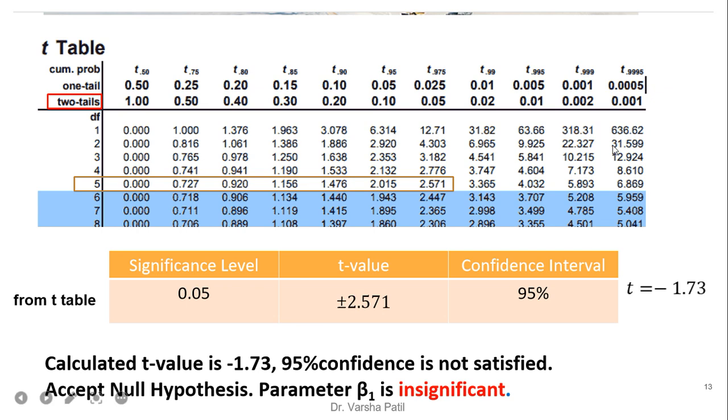Now when you see the 1.73, it will come into this range of 1.4 to 2.0, that is between 0.10 to 0.20, that is 90 to 80%, and our given criterion is 95%, so it is not satisfied at 95%. But this 1.73 lies at a level of 85% confidence, so 85% is satisfied, but 95% confidence is not satisfied for this variable. That's why parameter beta 2 is insignificant.